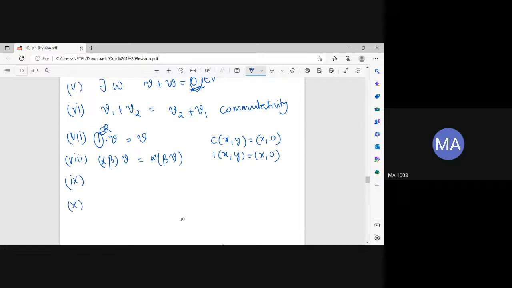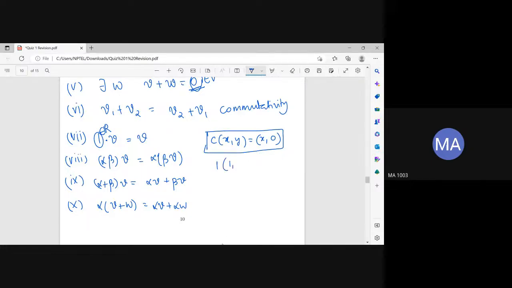And then the last two are the distributive properties: distribution and compatibility of addition and scalar multiplication. Can you explain the last example, ma'am? If I define scalar multiplication as c(x, y) = (cx, 0), then 1 times V is not always equal to V. Say 1 times (1, 1) gives you (1, 0). It is not giving (1, 1).